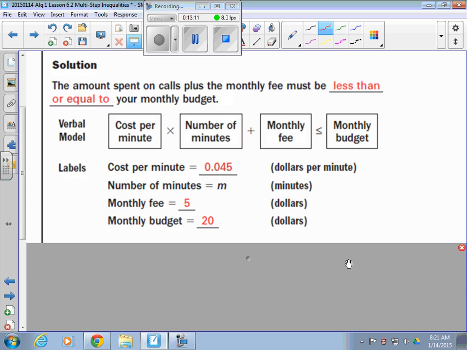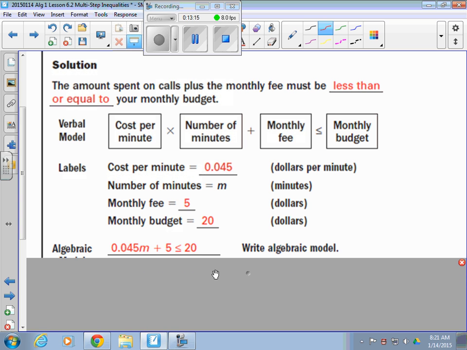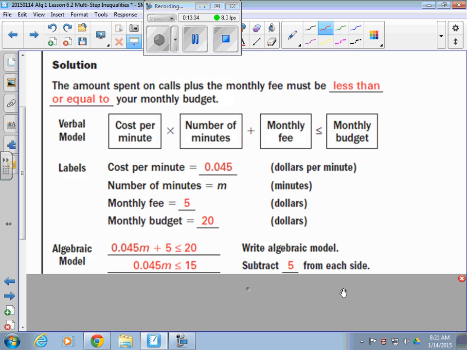When you plug everything in where it goes, 45 cents goes into cost per minute. M is the number of minutes, plus 5 is the fee, is less than or equal to $20. There is your algebraic model. So we know how to solve that. It has one variable, just like the stuff we've been doing. You want to undo the plus 5 by subtracting 5 on both sides.